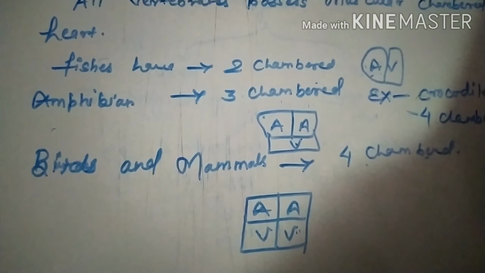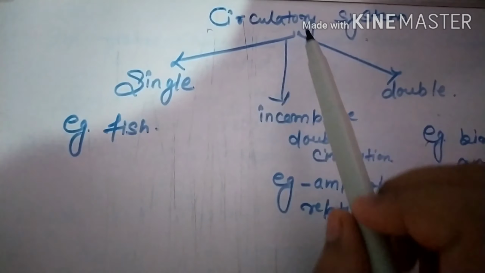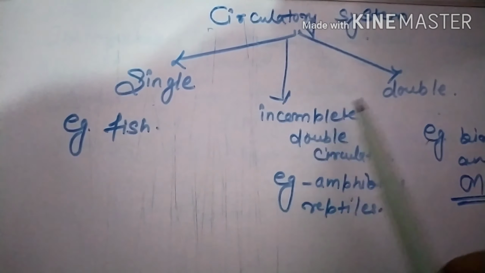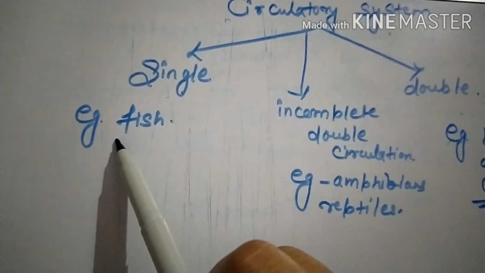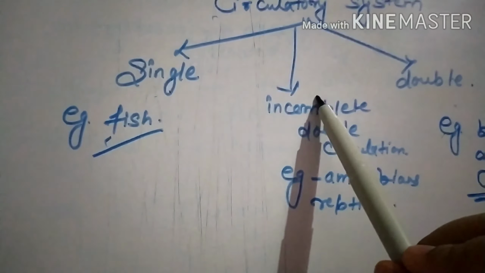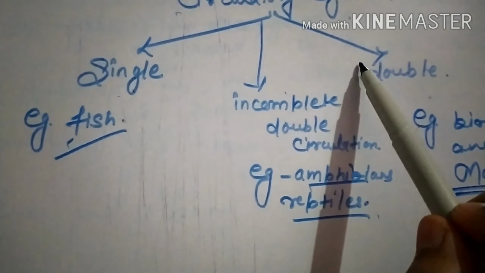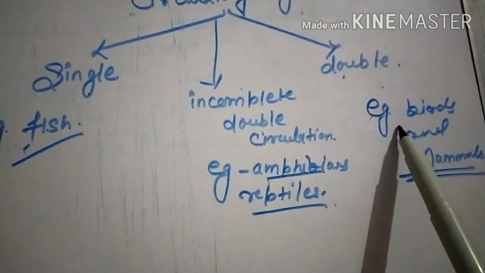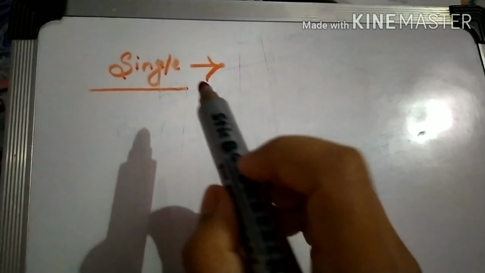Before knowing the circulatory pathway, we have to know about the types of circulation. The circulatory system has three types: single circulation, incomplete double circulation and double circulation. Single circulation is found in fish, incomplete double circulation in amphibians and reptiles, while double circulation is found in birds and mammals. Let's know about each in detail.